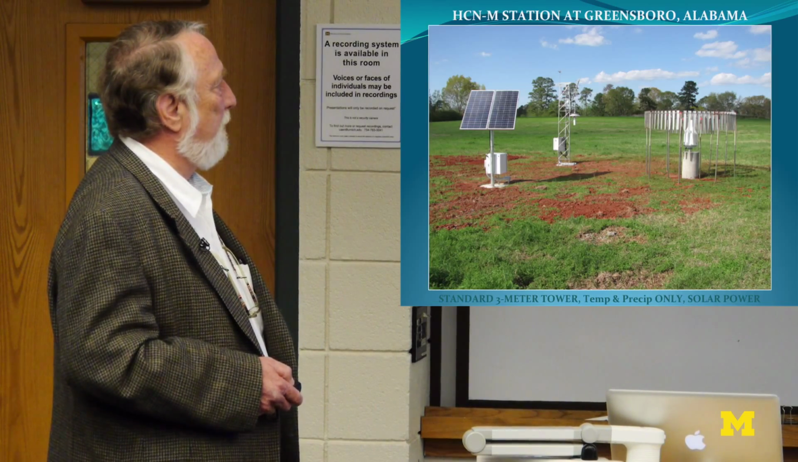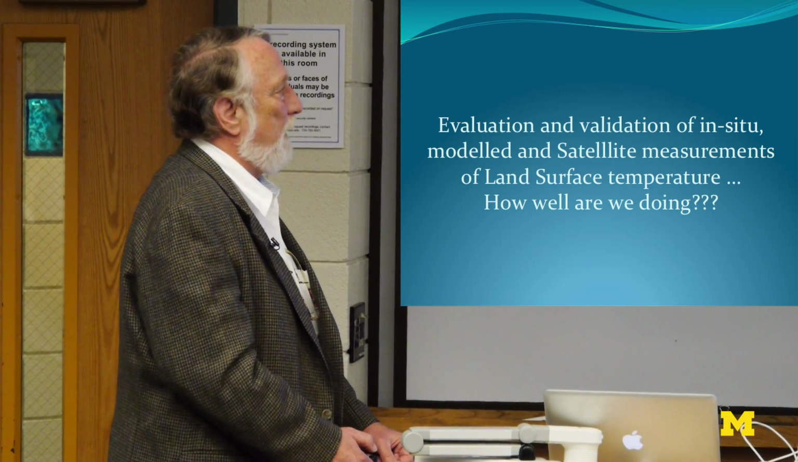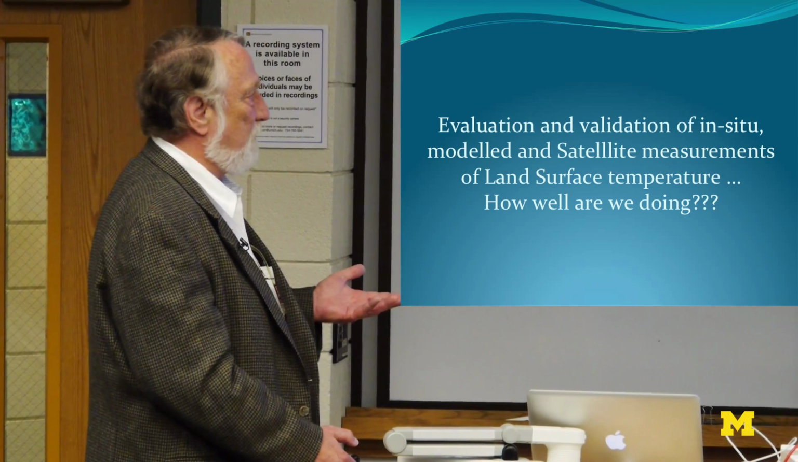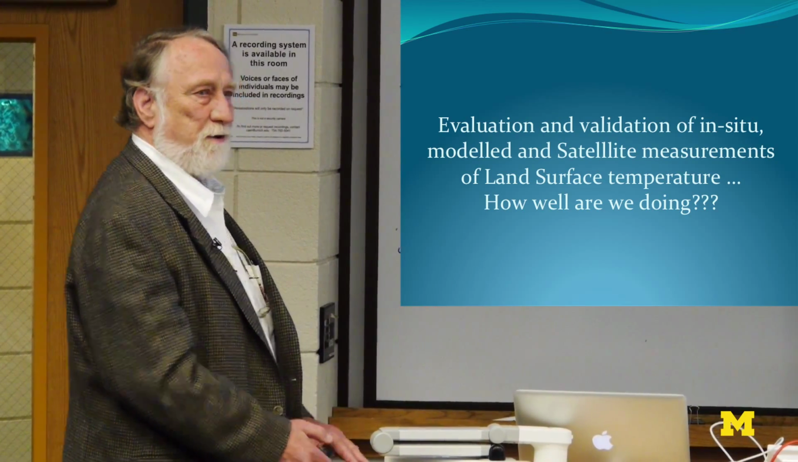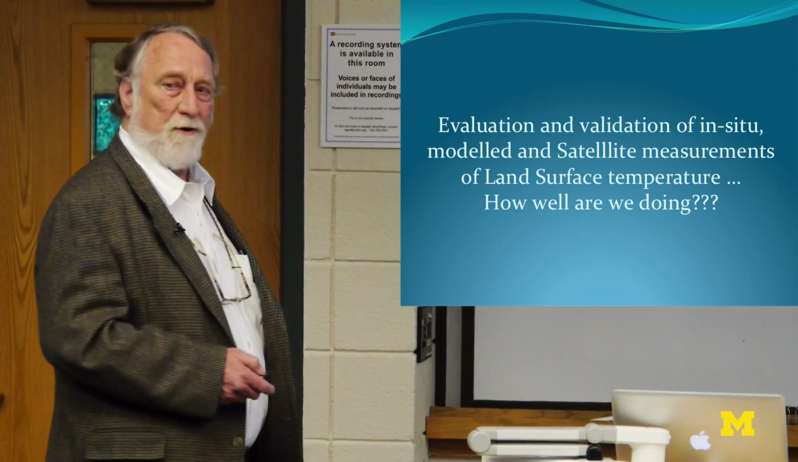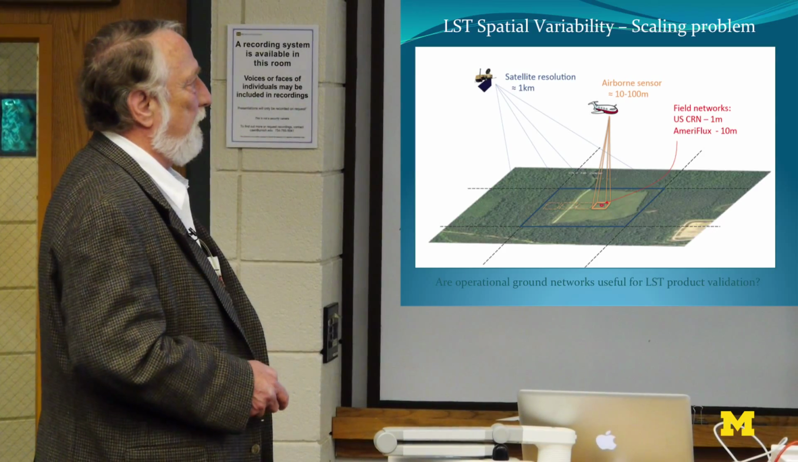Just some other examples. Now we're going to switch a little bit and talk about evaluation and validation using our skin temperature measurement from the climate reference network, and how well can we actually use those to validate satellite measurements for land surface temperature, and also the model component. So we did a study. We started with a site in Crossville, Tennessee, and we had satellite data from Aqua and Terra.